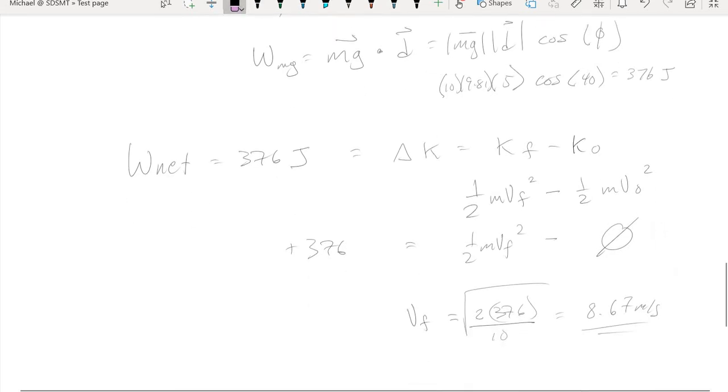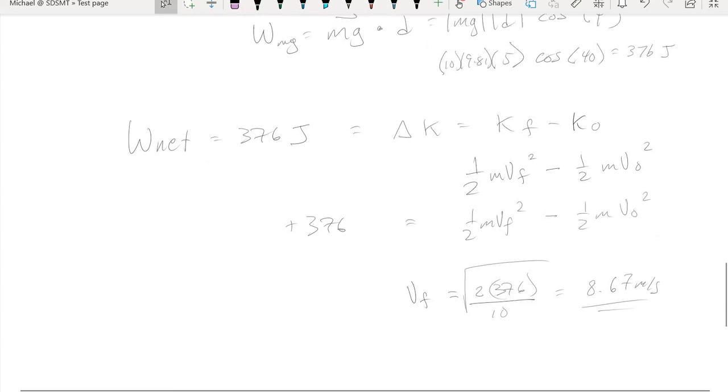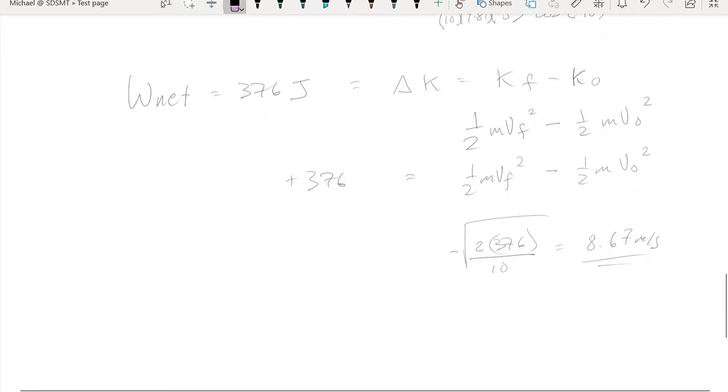The only difference that we have now is in the second to last line. We have an initial velocity that is no longer 0. And so we will have to make a slight alteration in how we solve for the final velocity. We have 376 for the net work. I'm going to add the initial kinetic energy term over to the other side.